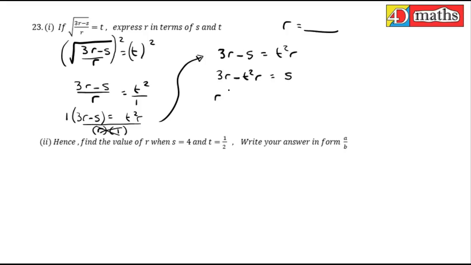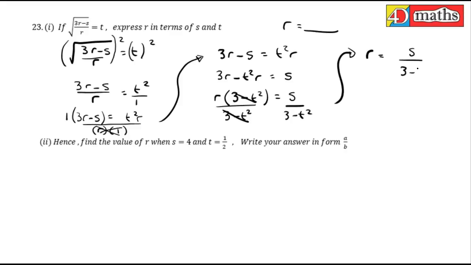I'm going to factorize out the r. So I'm left with r times (3 minus t squared) equals s. And to get r on its own, I divide both sides by 3 minus t squared. So my answer is r equals s over 3 minus t squared. So there's the answer for what r is.